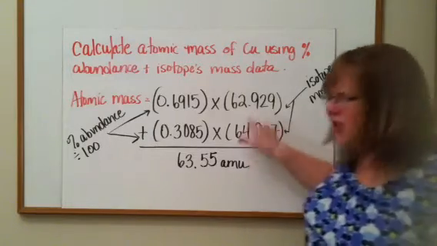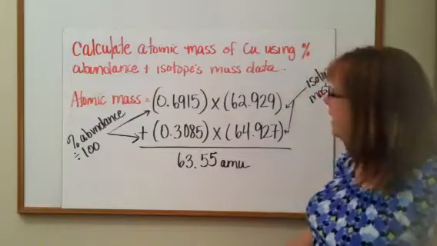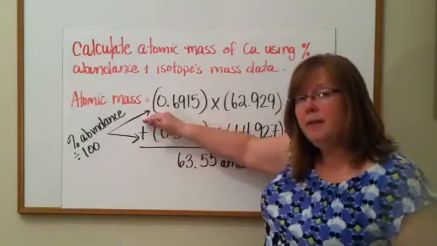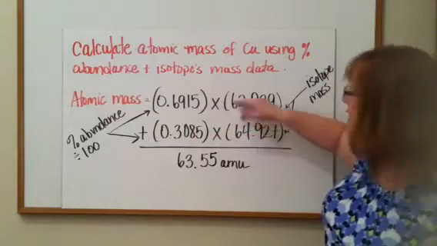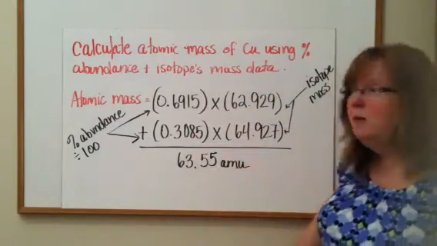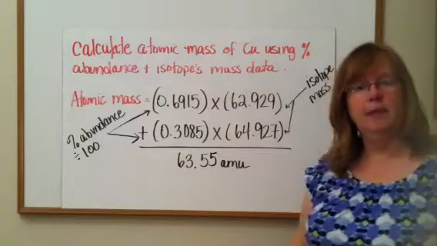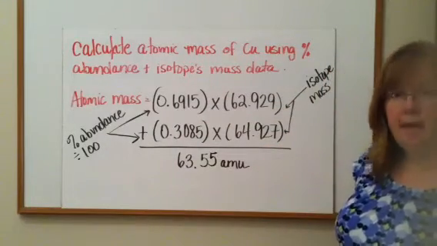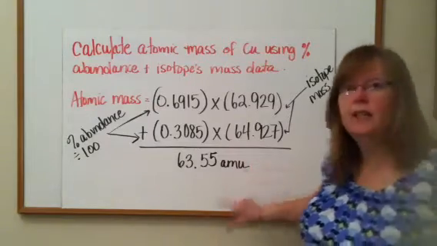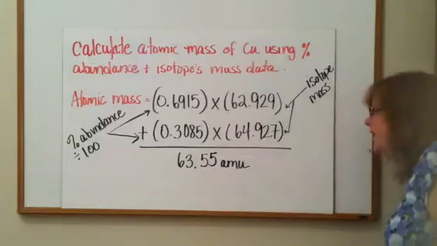I really think you should try this on your calculator to make sure you're using your calculator the right way. Again, divide your percent abundances by 100 and multiply the percent abundance by the isotope's mass. And you do that for every isotope. We could have 22 isotopes, and you would do this 22 times. Add them together, and that is your atomic mass. This is what's on the periodic table. Let's have a look and see how we did.